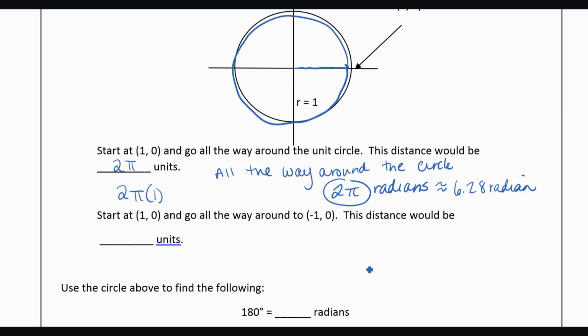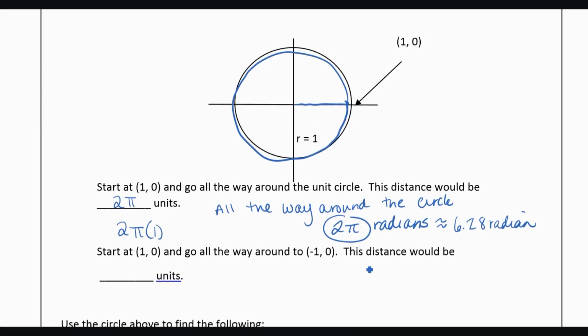Okay, now, what if we started at (1, 0), so we've got our standard position, and we go to (-1, 0). So we go halfway around the circle. What would halfway around the circle be? Well, it would be half of 2 pi, so 2 pi over 2. We could cancel out the 2's, and we would find out that it is pi radians. So halfway around the circle would be an angle of pi.